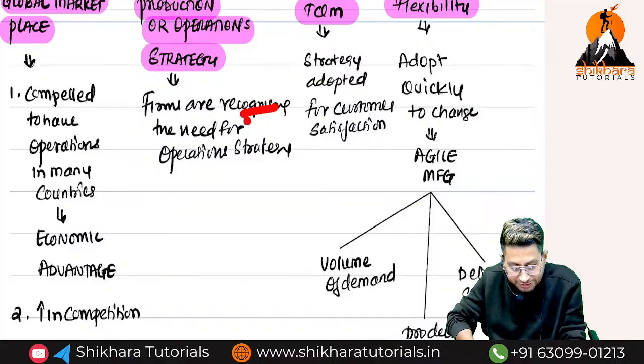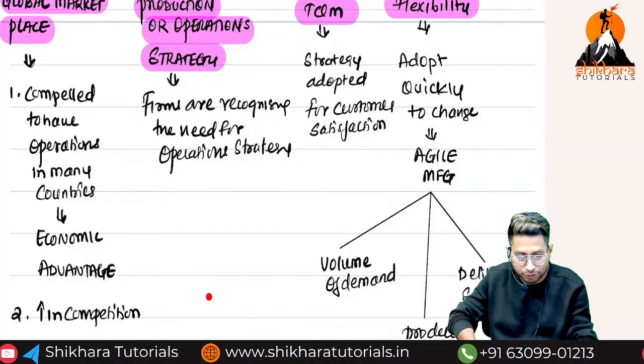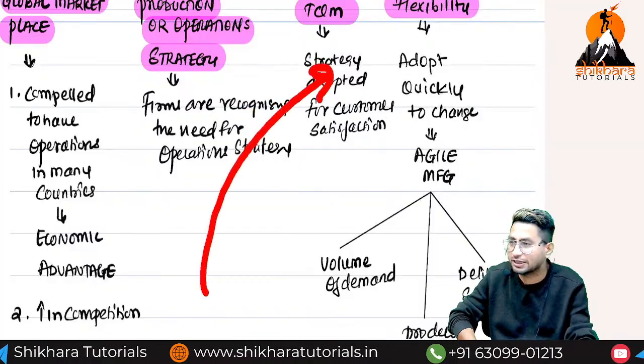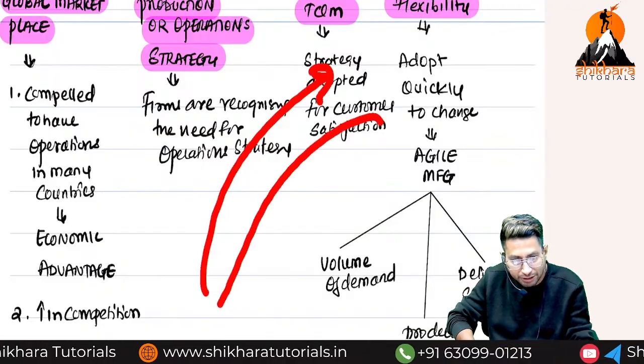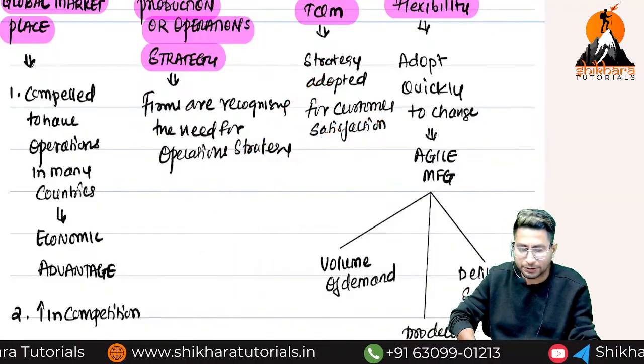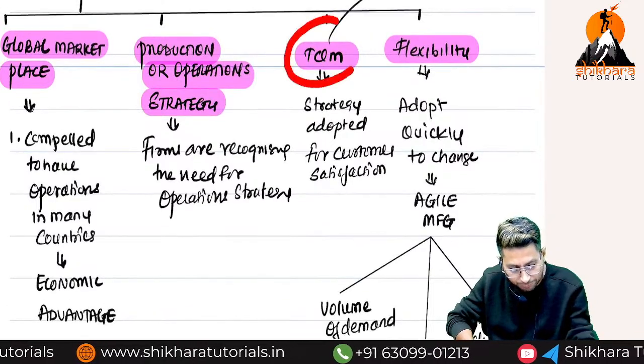So you should recognize the need for a plan. When demand increases, increase the production. Demand decreases, decrease the production. Simple. Then, I think TQM I've already explained.